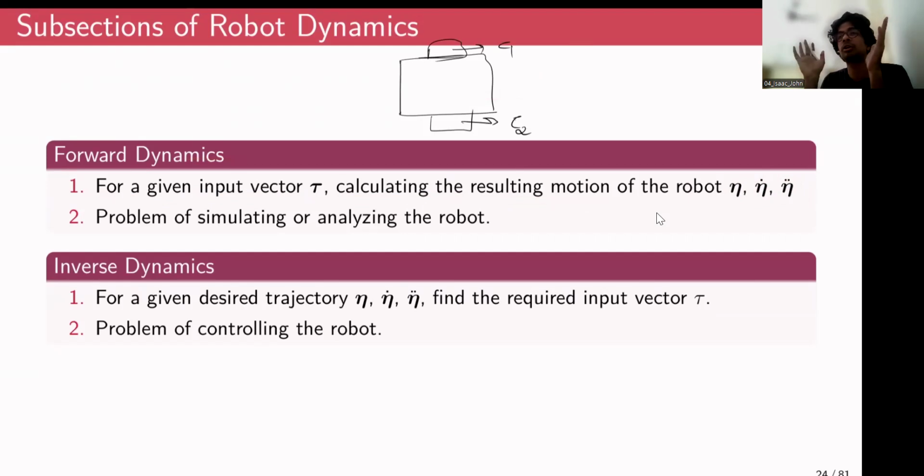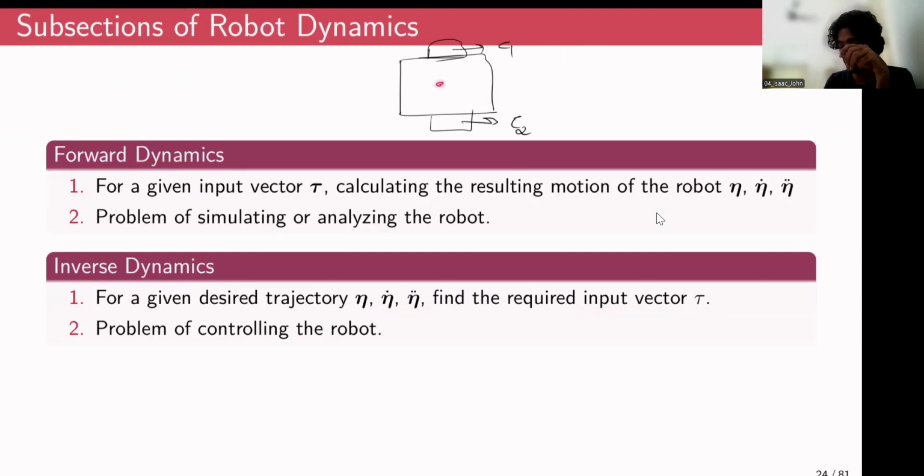Right? So it's like observing or analyzing the mobile robot for a given pair of inputs, just observing how it would react to an input. And in case of an inverse dynamics problem, it's actually the opposite. For a given desired trajectory, find the required input vector.